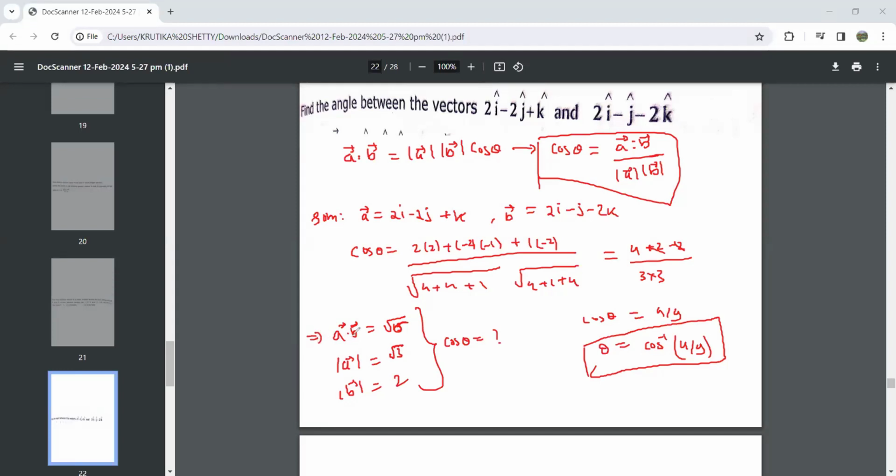Try to simplify. See, a dot b is root 6. The modulus value of a is root 3. Mod b is root 2. Then cos theta is equal to. So make use of the same formula, and then try to calculate the value of cos theta. I'll give you 1 minute. Try to simplify and tell me the answer. What will be cos theta?